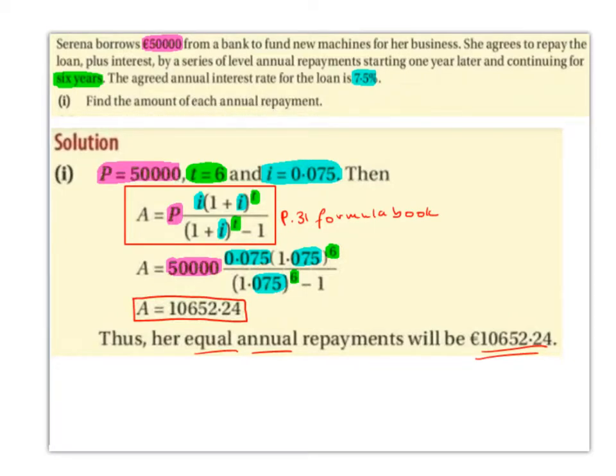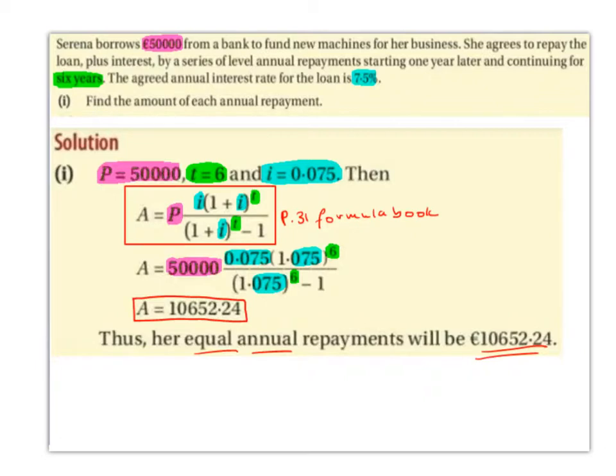So we're going to use our formula from page 31 of the formula book, which is our amortization formula, which is A is equal to P times i times (1 plus i) to the power t divided by (1 plus i) to the power t minus 1. P is going to be 50,000, so we swap the P for 50,000. t is going to be 6, so we swap both those t's for 6. And i is 0.075, so we got that from here, 7.5%. So you swap each of those 3 i's for 0.075.